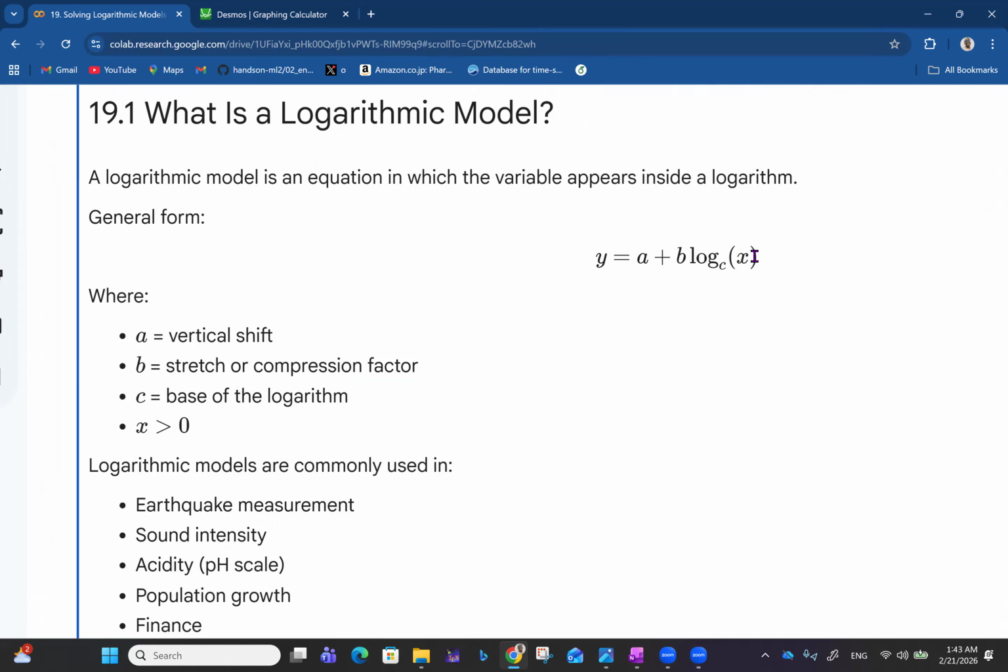And then x is the value which must be greater than 0, because you cannot take the logarithm of a negative number. It will be undefined. So any number whose log you want to take must be greater than 0. It must be positive. Of course, we know the base has got to be greater than 0 and not 1. It can be anything between 0 and 1 and anything above 1. Then logarithmic models are commonly used in earthquake measurement, sound intensity, acidity when we talk about the pH scale, then population growth, and even in finance.